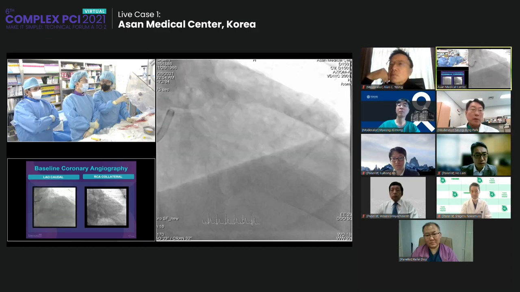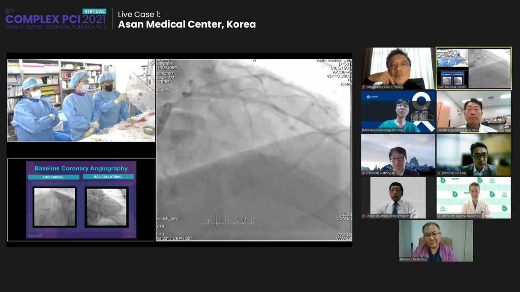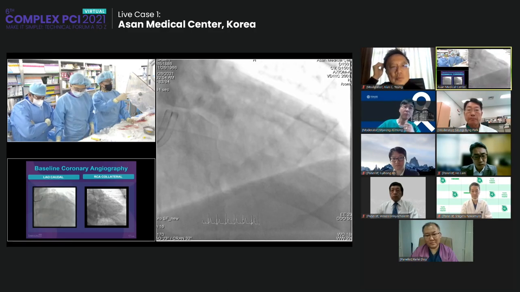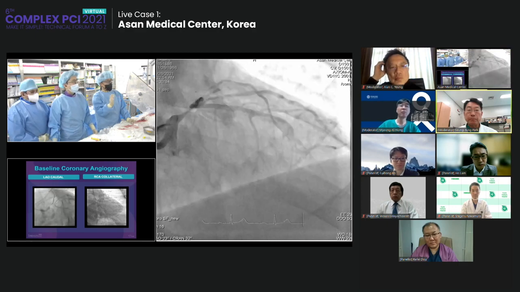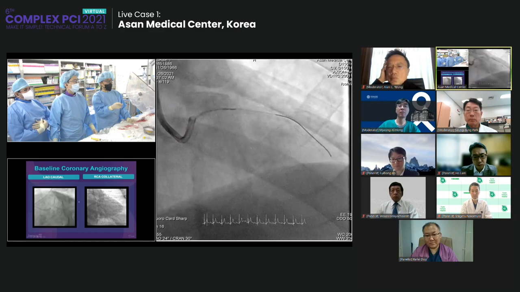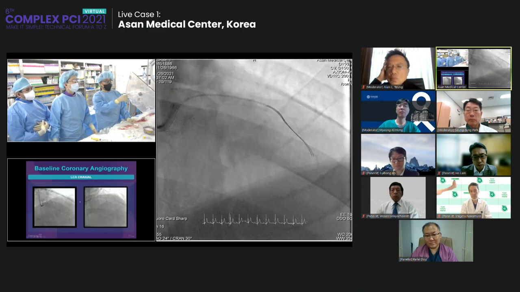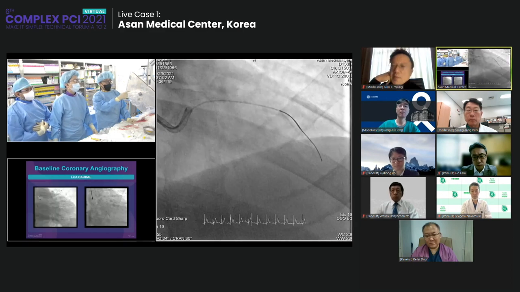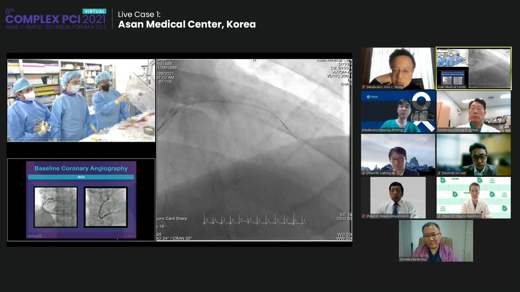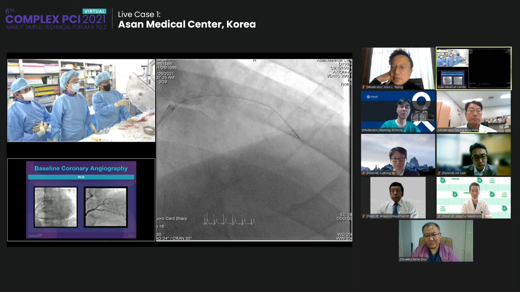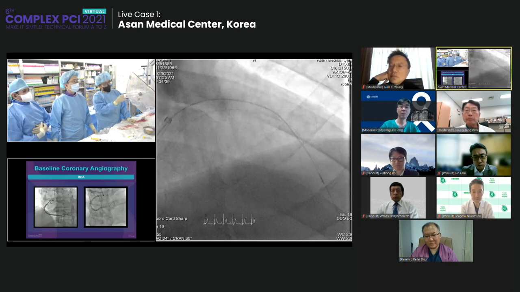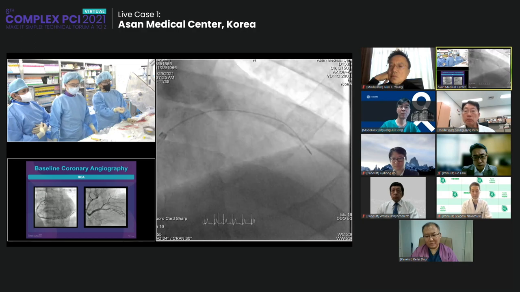We made some progress, and we can show you the distal LAD part. Initially we were concerned the wire passage would be difficult, but luckily the wire passed very easily. This is the blue wire, used with the microcatheter. The wire passed very easily, a good sign. Then we passed the microcatheter. There is some resistance, but it passed easily.